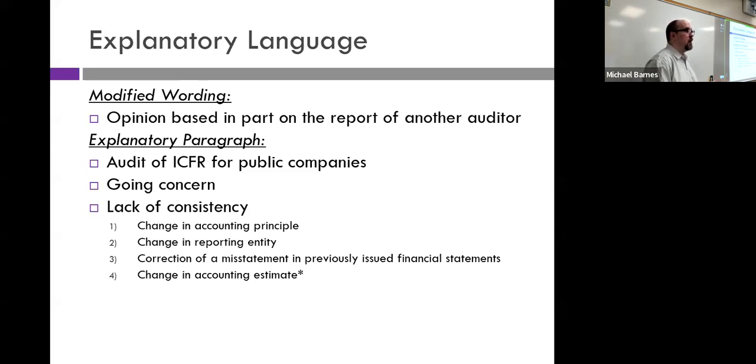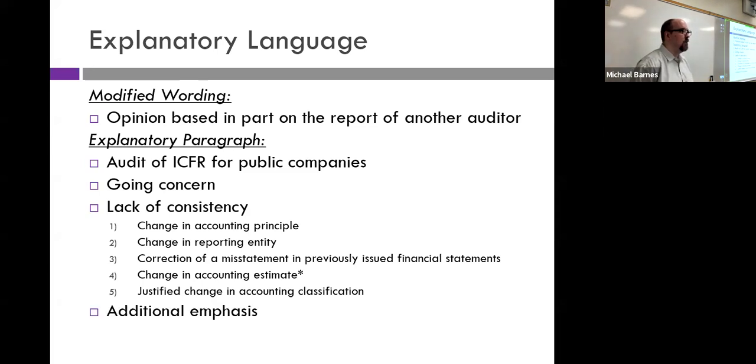Now, again, when I say materiality, I'm not talking about the perspective of misstatements. These are not misstatements. These are just changes in comparability from one period to the next. And then any justified change in accounting classification. This usually comes up when there's changes in accounting rules for a particular industry. Then the final reason that we might use an explanatory paragraph is additional emphasis. So basically anything else that we might need additional emphasis for.